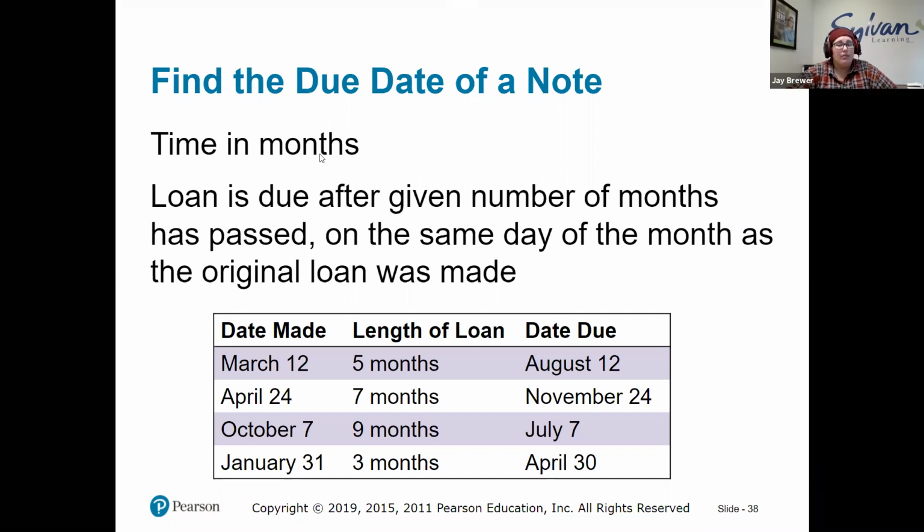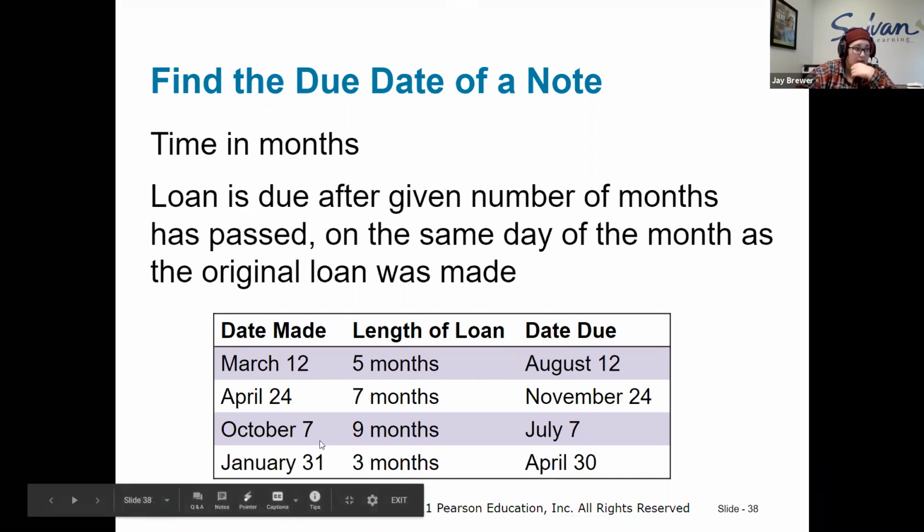All right. Find the due date of a note. Time in months. Loan is due after a given number of months has passed on the same day of the month as the original note was made. So here's the date, here's the length, and here's the due date. So March 12th, 5 months, August 12th. All right, are we getting how this works?